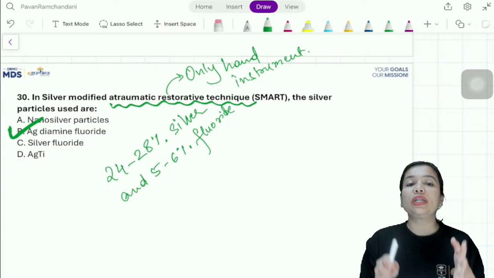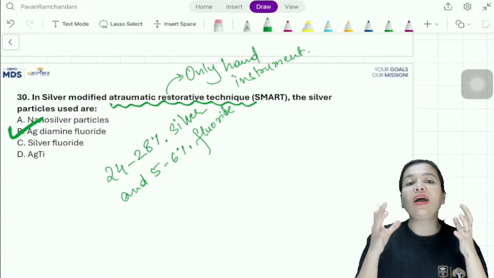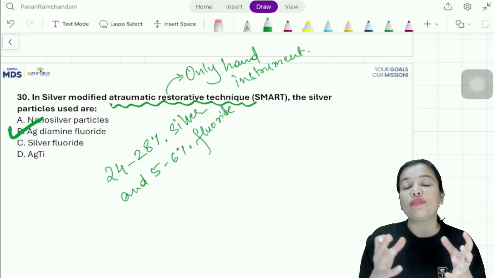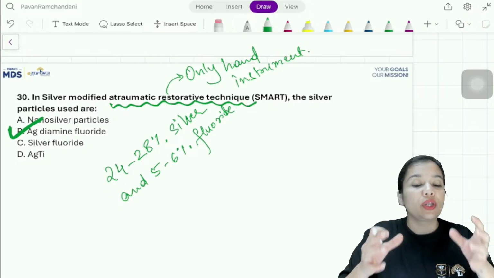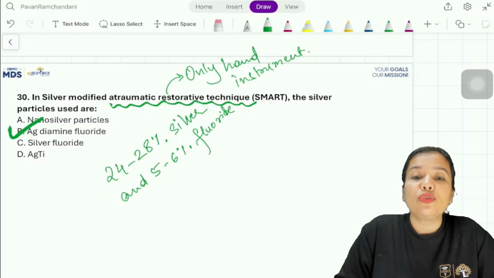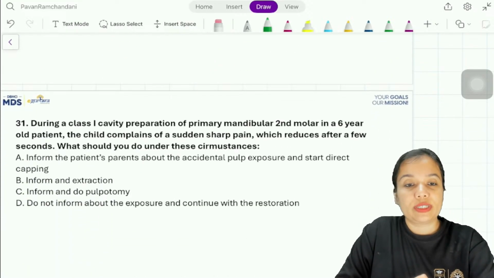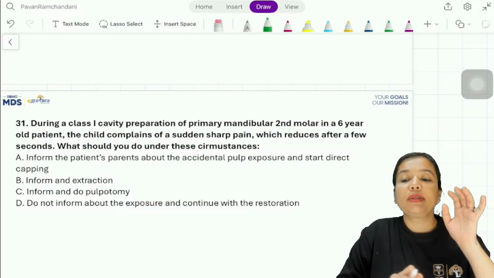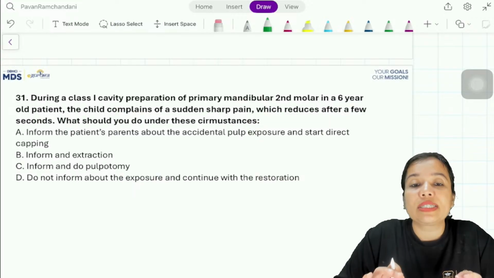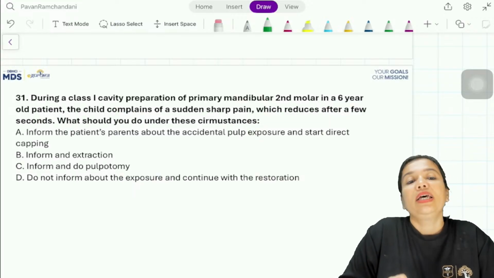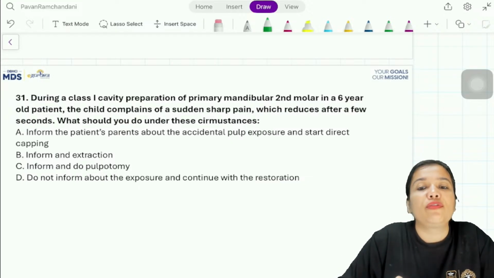Second condition, you do it in children who are very, very uncooperative or fearful because of the loud sound of the aerotor, etc. So where the child is not allowing you to use the aerotor, you can go for ART, that is use of hand instruments only. Right? Yes, spoon excavators are used. Question number 31 is what? During class 1 cavity preparation of mandibular second molar in a 6-year-old child, the child complains of a sudden sharp pain which reduces after a few seconds.